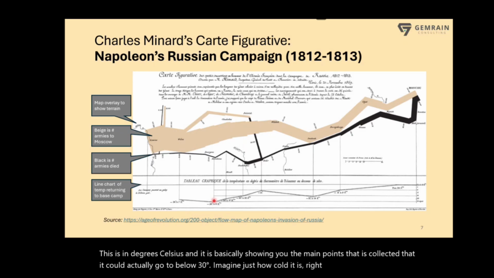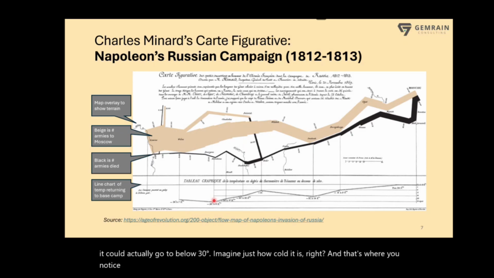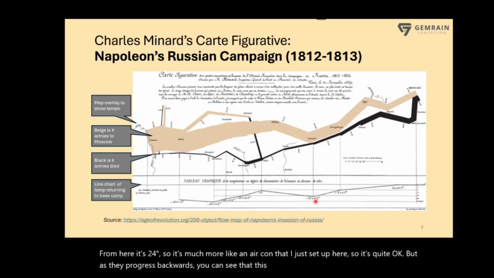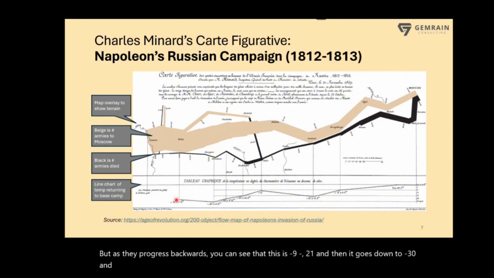And that's where you notice that from here, it's 24 degrees, so it's much more like the aircon that I just set up here. So it's quite okay. But as they progress backwards, you can see that this is -9, -21, and then it goes down to -30, and then further to -26, and then by the time they came back here, there's already almost nothing, right?